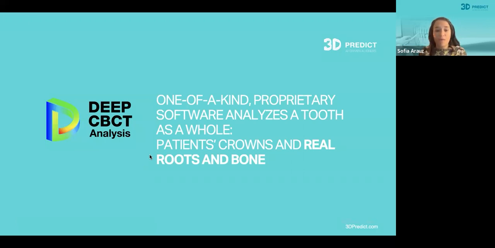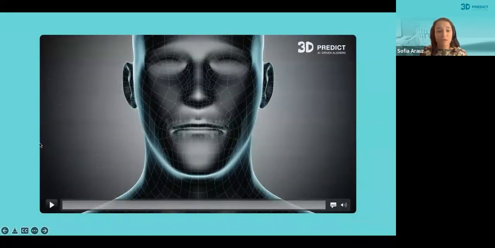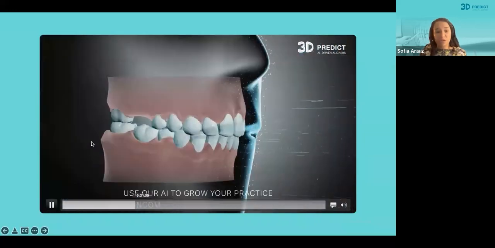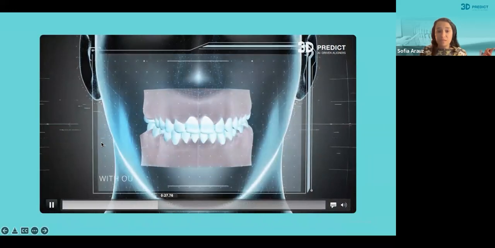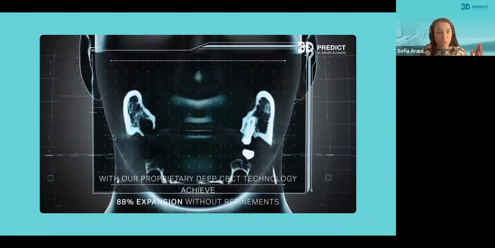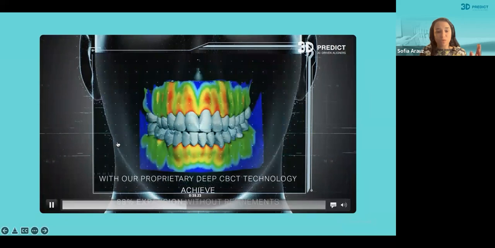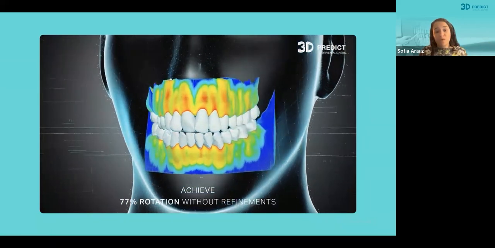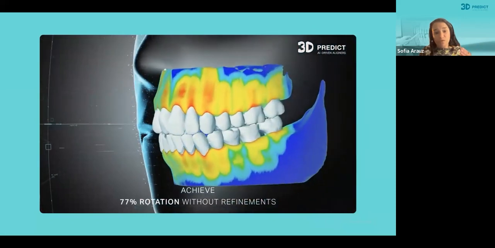So we have a proprietary software that is called Deep CBCT Analysis, which includes the real crowns and roots and bone of your patients. So the way this works is you submit the STL file or a PVS impression, you submit a CBCT scan, and in return, you not only get the crown module that you usually get with other clear aligner companies that you're used to seeing, but you get a bone module that you can see here, which gives you the width of the cortical plate from the root of the tooth.